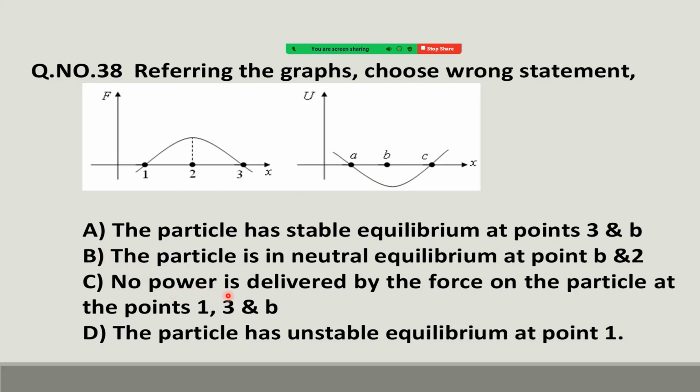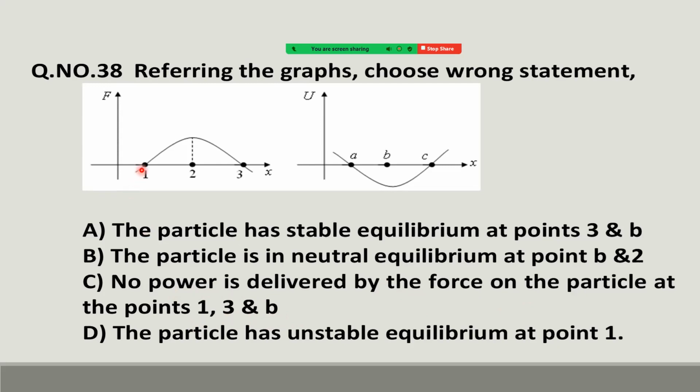Next, no power is delivered by the force on the particle at the points 1, 3 and B. So power delivered is F dot v, right? We can see at 1, force 0.